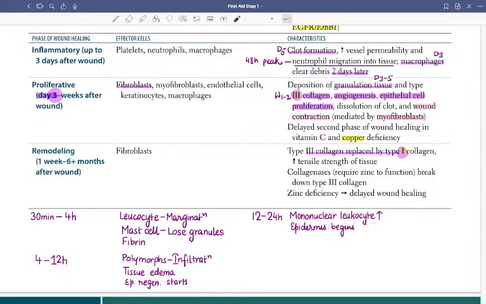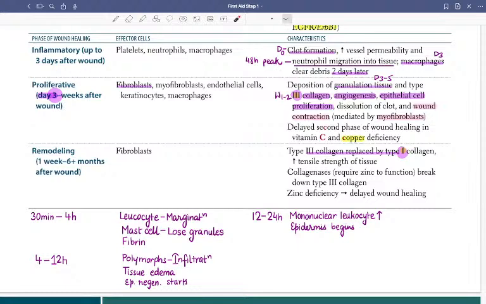Okay, so clot formation, increased vessel permeability, neutrophil migration, done. Proliferative phase, day 3 to weeks: fibroblasts, day 3 to 5 granulation tissue. Week 1 and 2, collagen 3. Collagen 3 is also related to Ehlers-Danlos syndrome, and collagen 4 is all the basement membrane diseases.